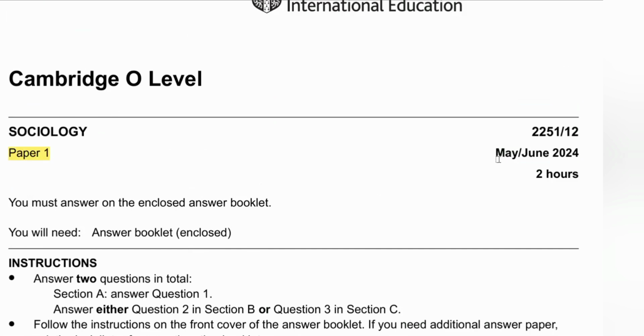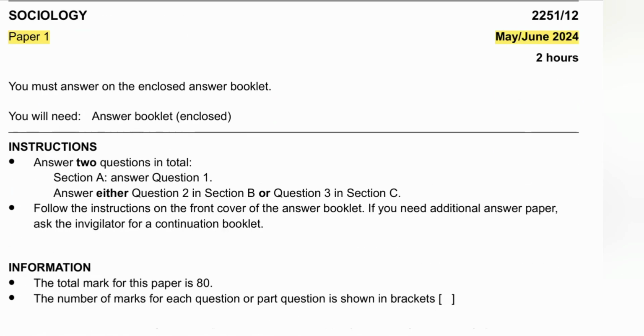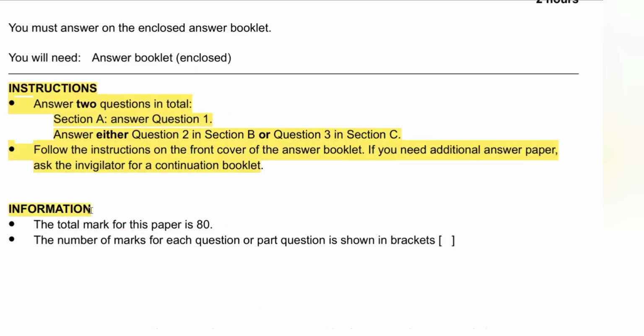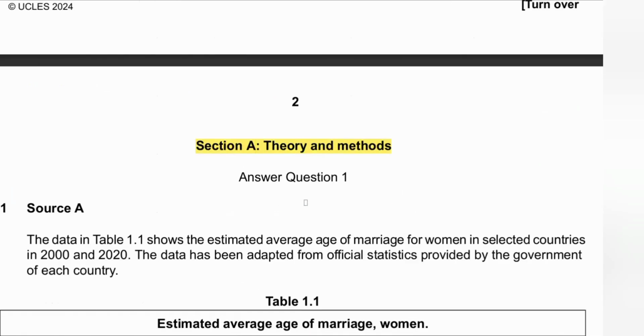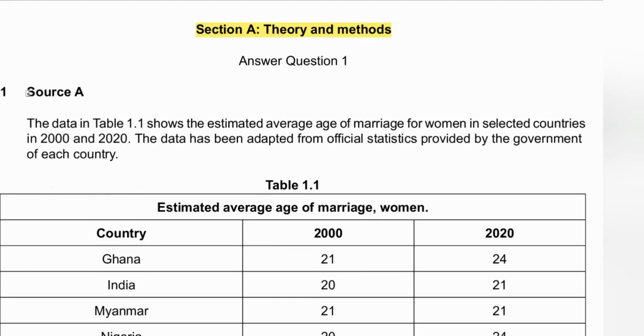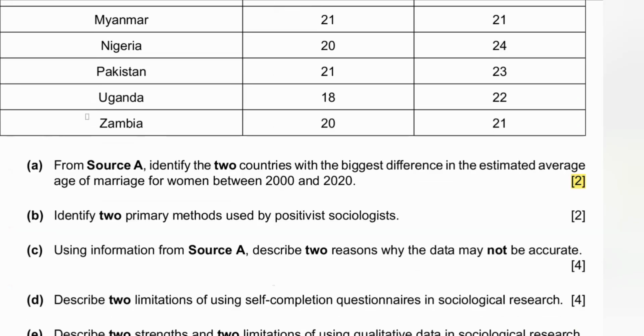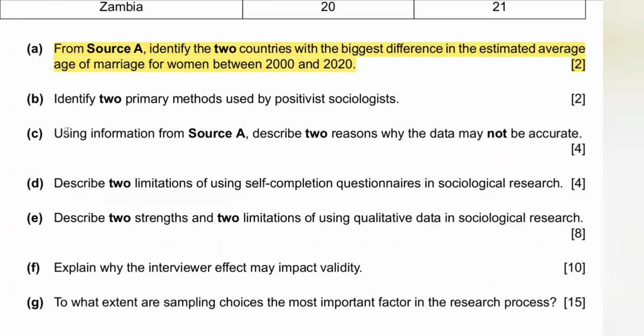This is a past paper from May/June 2024. On the first page, you will find the instructions, about what questions and what sections you have to make a choice for. On the next page, you will find Section A, which is the compulsory question and comes from theory and method. Here you will get the source with the data, which will be required to answer the questions. At the end of every question, you have the marks mentioned, so according to the marks, you have to reflect your knowledge to answer these questions.